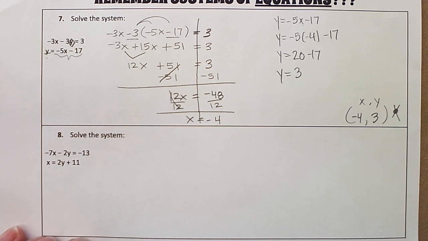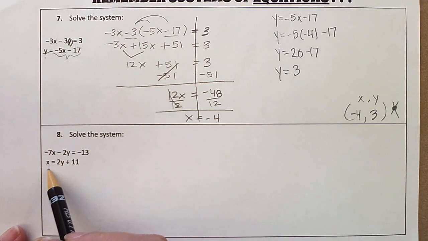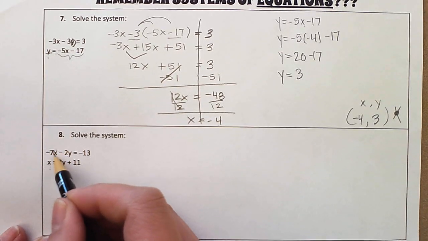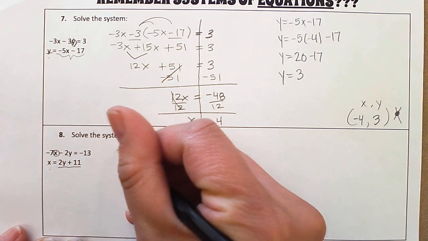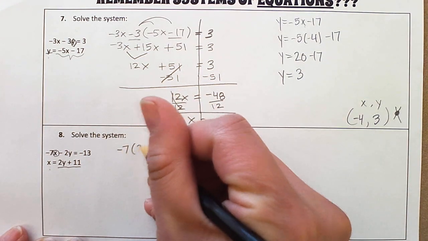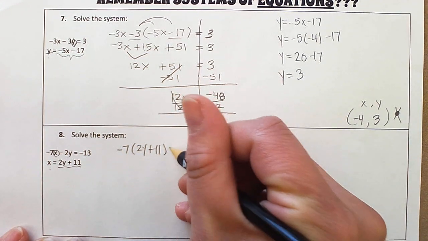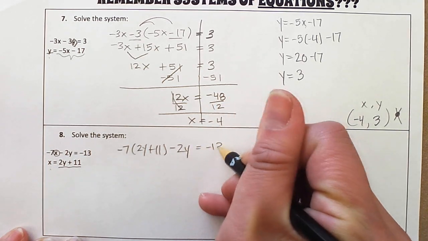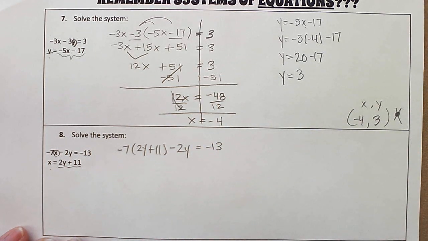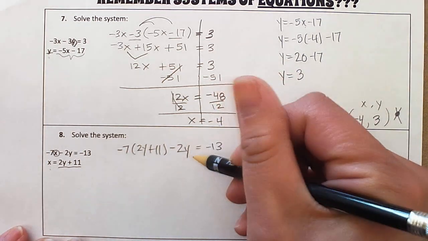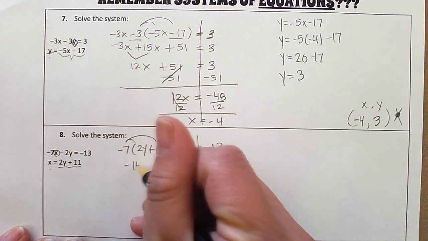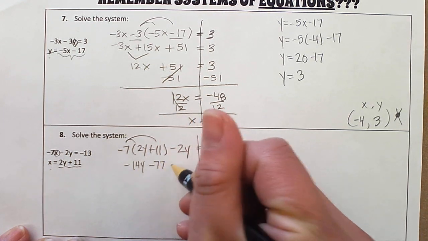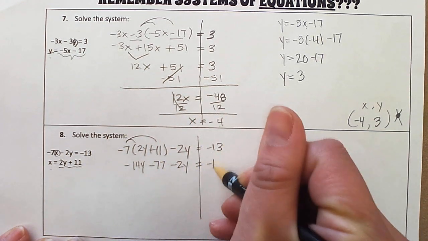Number 8 is the same. It's just that we have, instead of y equals, x equals. So that means we're going to be replacing the x in the other equation with 2y plus 11. So that setup looks like negative 7 parentheses 2y plus 11 minus 2y equal negative 13. Again, be careful with the negatives. And now you're just going to go ahead and do the same thing. You're just going to solve. Negative 14y minus 77 minus 2y equal negative 13.